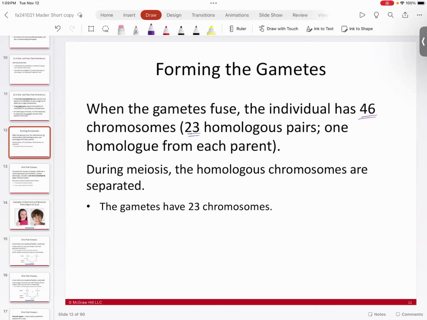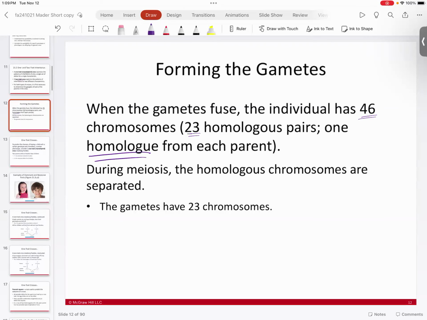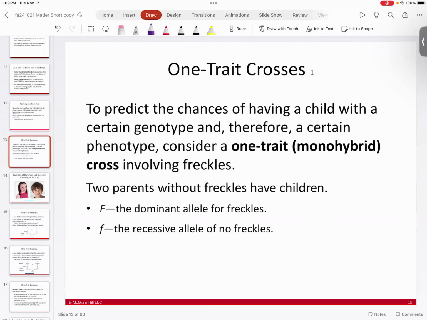And those are important because when we take a look at the 46, because we have two pairs, we get one set from mom and one set from dad. That's why we have 46. And so those individuals are what's referred to as homologs, right? So for instance, the first chromosome, the mom one and the dad one are essentially homologs of each other. And so during meiosis, these homologous chromosomes will separate, and that gives us a cell of 23 chromosomes.